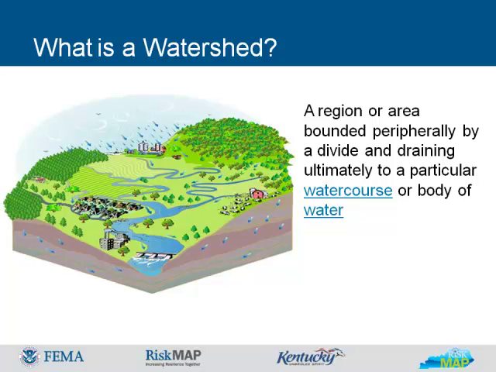Watersheds come in all shapes and sizes. They cross county, state, and natural boundaries. No matter where you are in a watershed, what happens in one area of a watershed impacts all the other areas of the watershed.